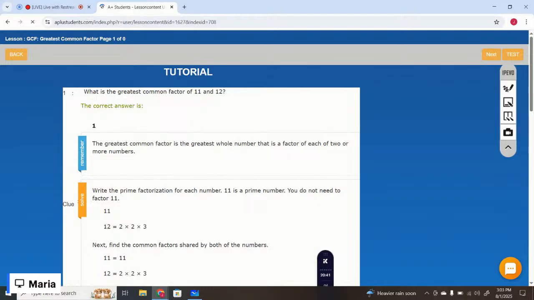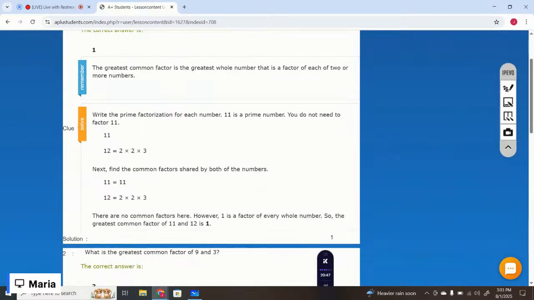So we need to write down the prime factors for both the numbers. 11 is a prime, so you don't need to factor 11, right? And the prime factors of 12 are 2 times 2 times 3. So now we need to find the common factor. One of the numbers is prime, so they have no common factor. That means their GCF is 1.